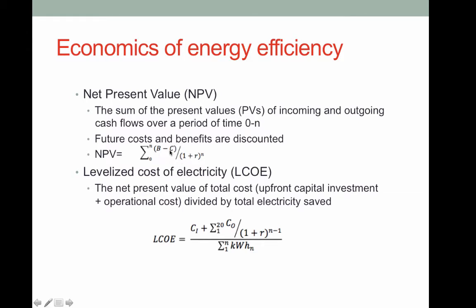The benefit minus the cost, the total benefit minus cost, over 1 plus the discount rate to the nth power, where n is the number of years.